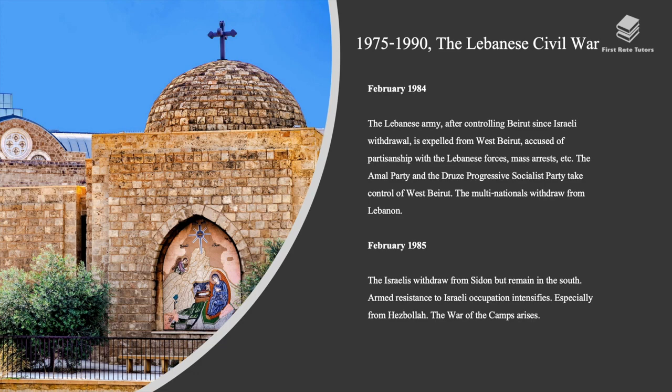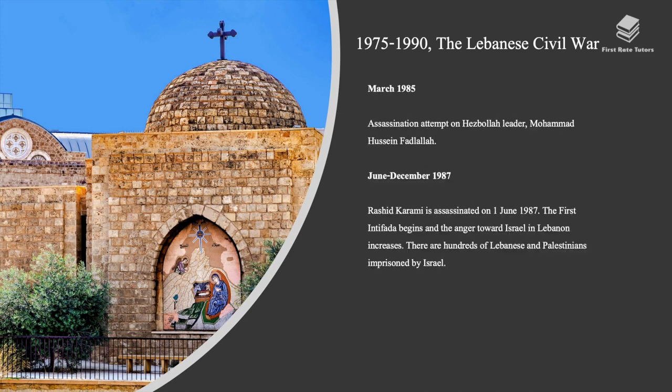In February 1985, the Israelis withdraw from Sidon but remain in the south. Armed resistance to Israeli occupation intensifies, especially from Hezbollah. The war of the camps arises.